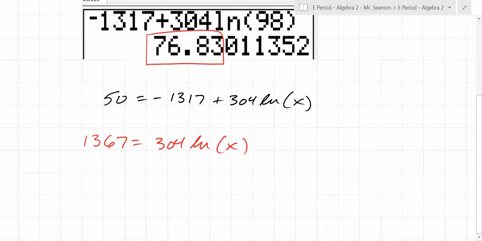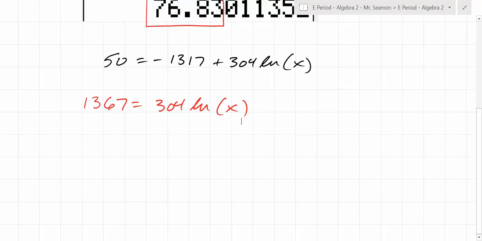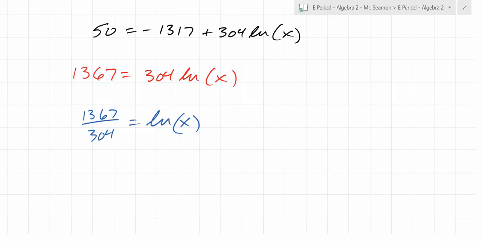Can someone tell me what I should do next? Raise your hand. Jen. Yeah, Harry. Exactly. So you end up with 1,367 over 304 equals ln x. What do I do now? What form is that in right now? So what should we put it in? Exponential form. What is ln x?